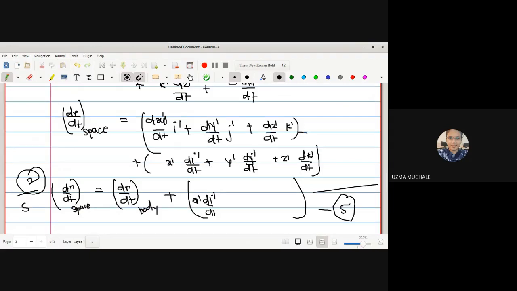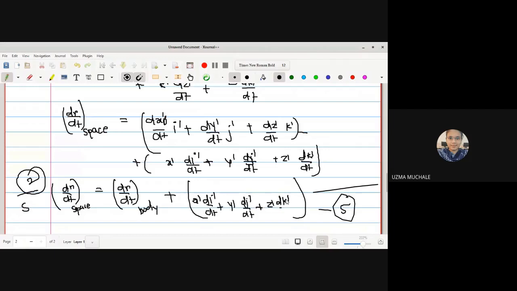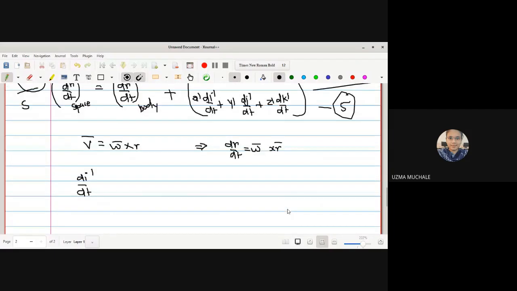x dx'/dt + y dj'/dt + z dk'/dt. To find all these values, we first have to find the value of di'/dt. What is the value of di'/dt? Just like here, the derivative of r with respect to t is w cross r. Whatever r is here, take its derivative. So instead of r, we can write the same term as w cross i'.